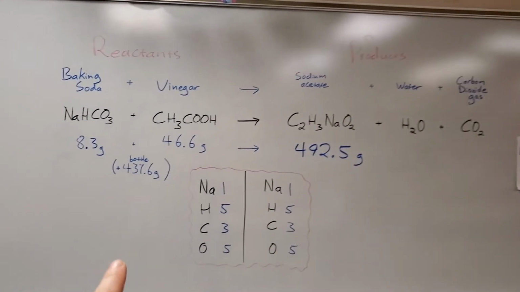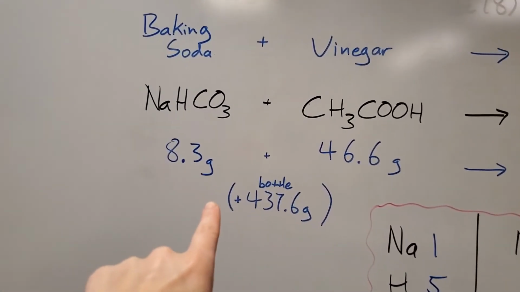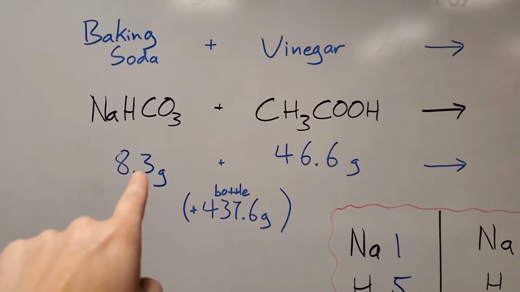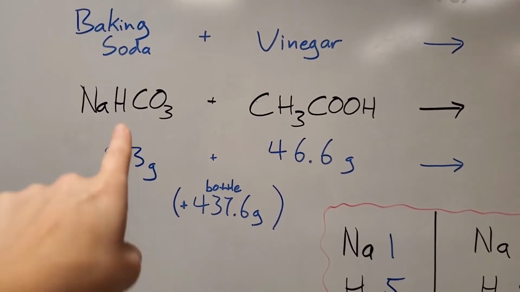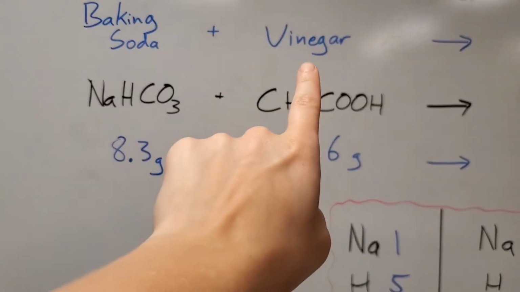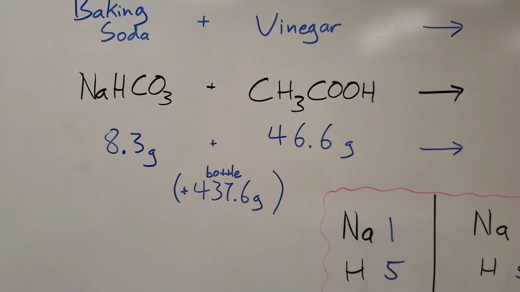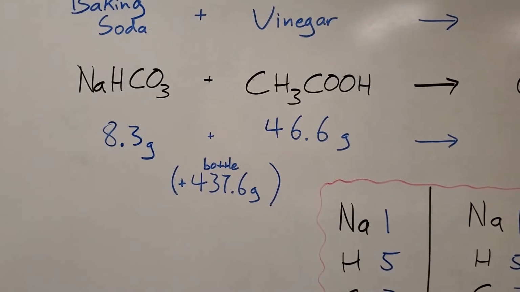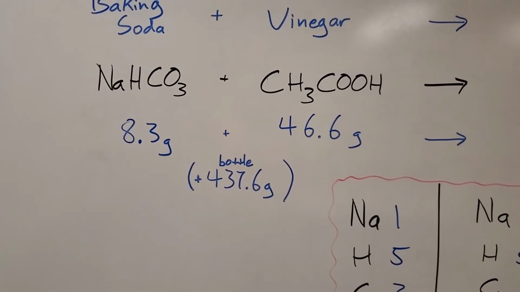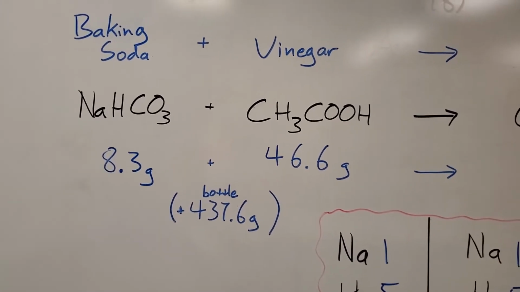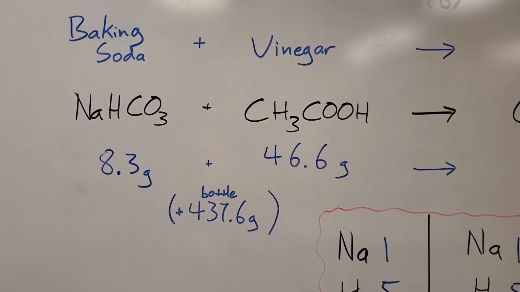Now I want to prove this to you in a certain way. I have over here on a desk behind the camera, which we'll go to in a minute, I measured out 8.3 grams of baking soda and 46.6 grams of vinegar. I'm going to put them in a bottle. The bottle happens to weigh 437.6 grams, and I'm going to seal up the bottle. I chose a bottle that is resistant to pressure. It shouldn't make too much pressure. You could do this in a pop bottle or something too, but I just used the bottle that I had.